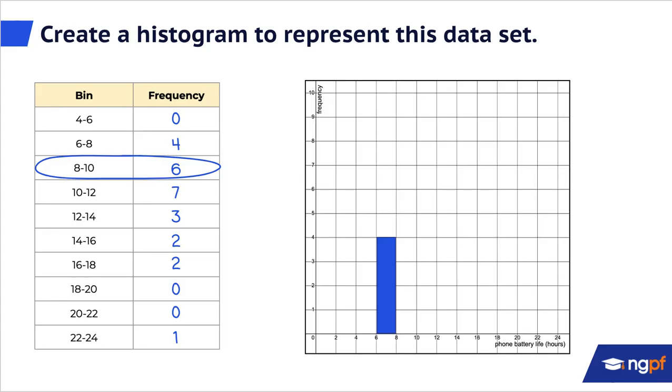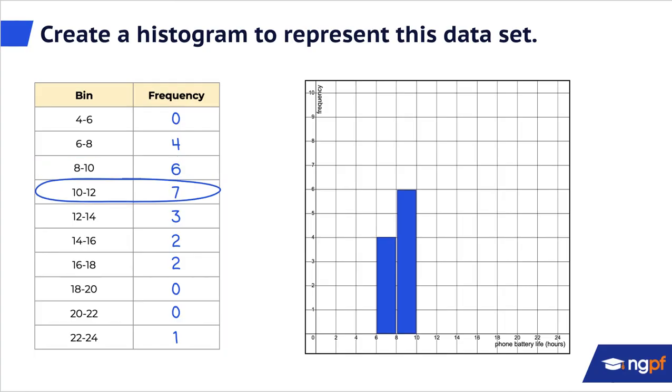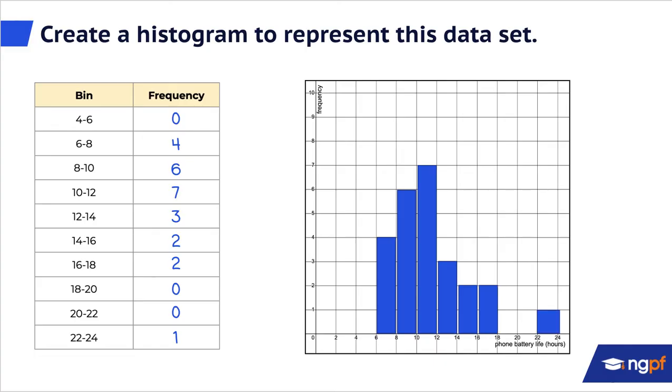Next, I'm going to add the bar between 8 and 10, which has a height of 6. Next, let's add the bar between 10 and 12, which has a height of 7. Now, pause the video and complete the rest of the histogram. Great, here's what your completed histogram should look like. Nice work.